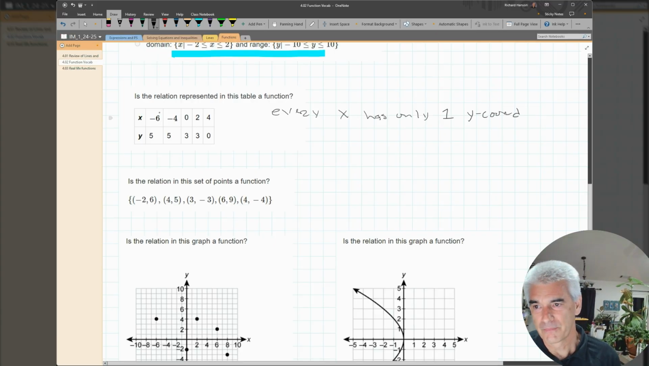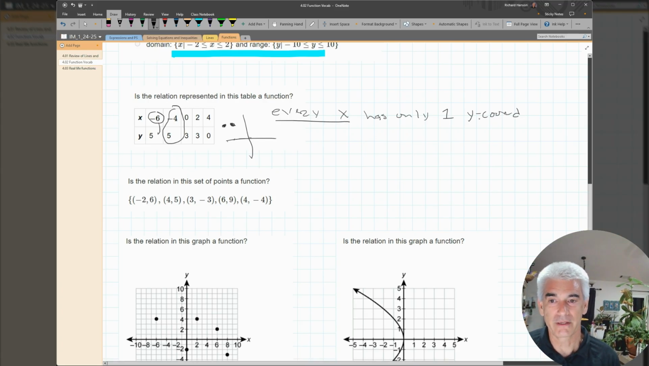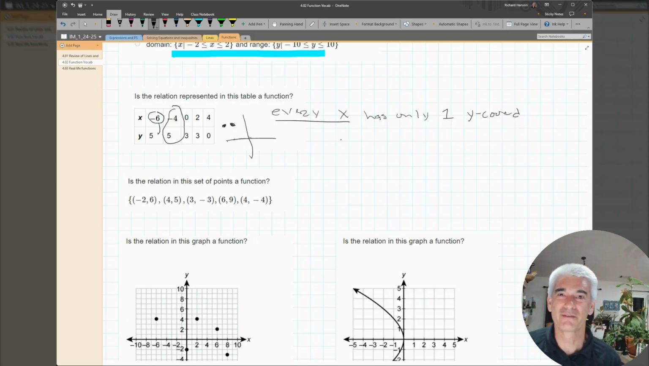So let's take a look. I have -6 is paired with 5. So graphically, -6, 5 is a point on this graph. -4, 5 is also a point on this graph. Does that break it? Well, there's two values. Oh no, this doesn't break it because every x has only one y coordinate. Does it say every y coordinate only has one x value? No, no. Every x only has one y coordinate.